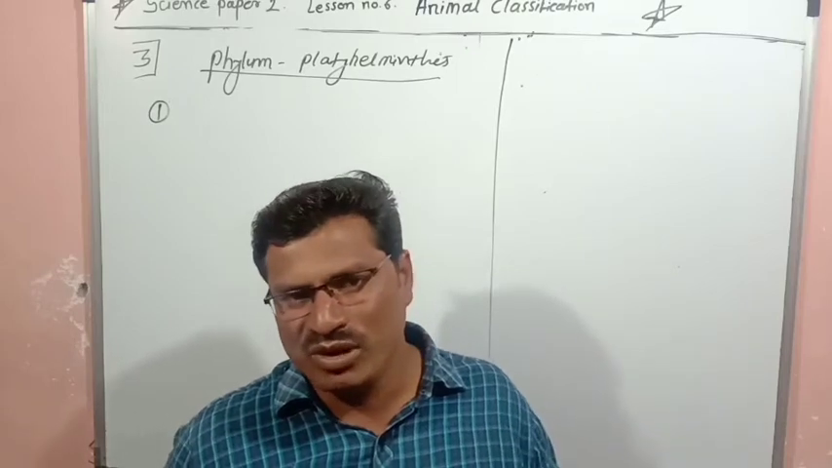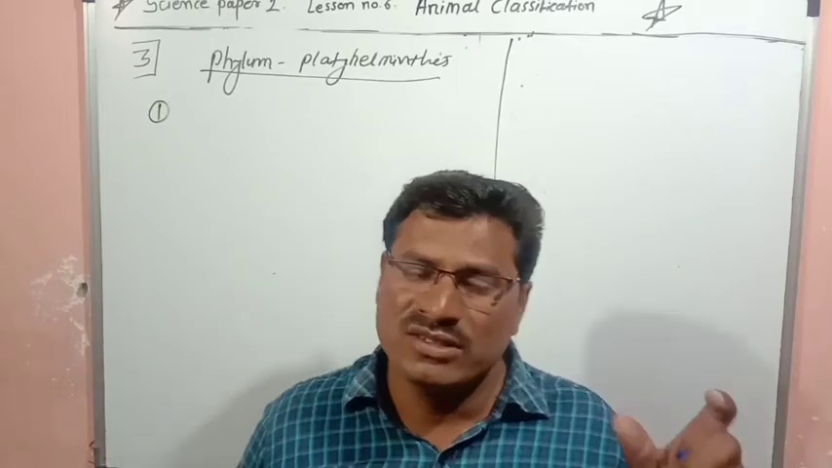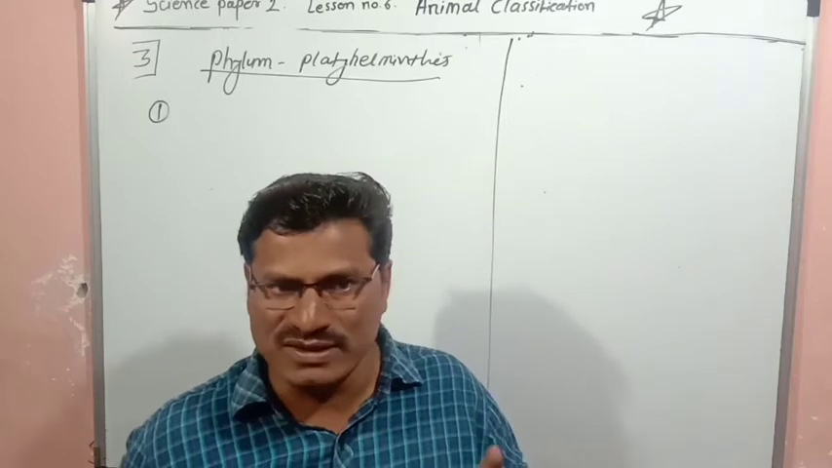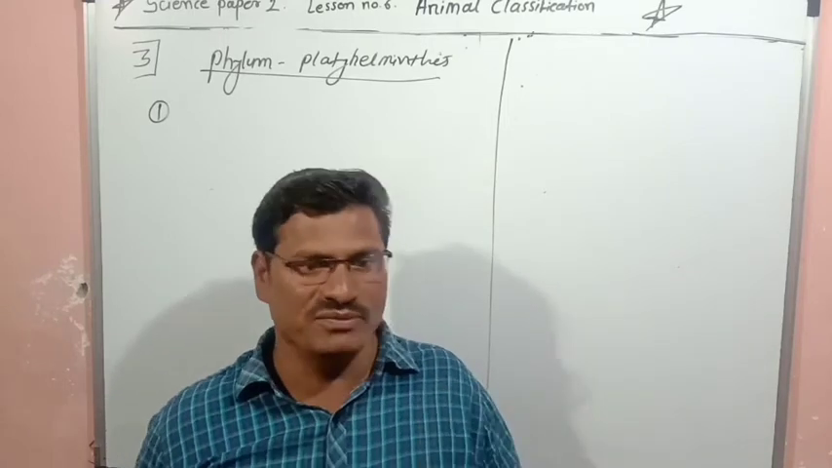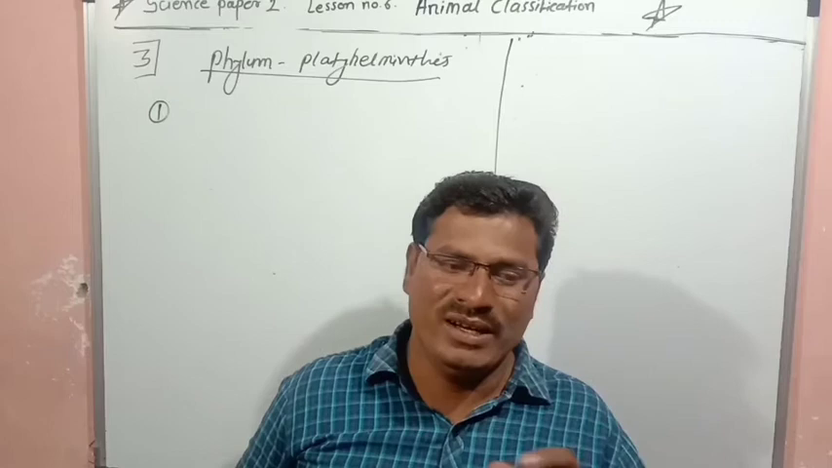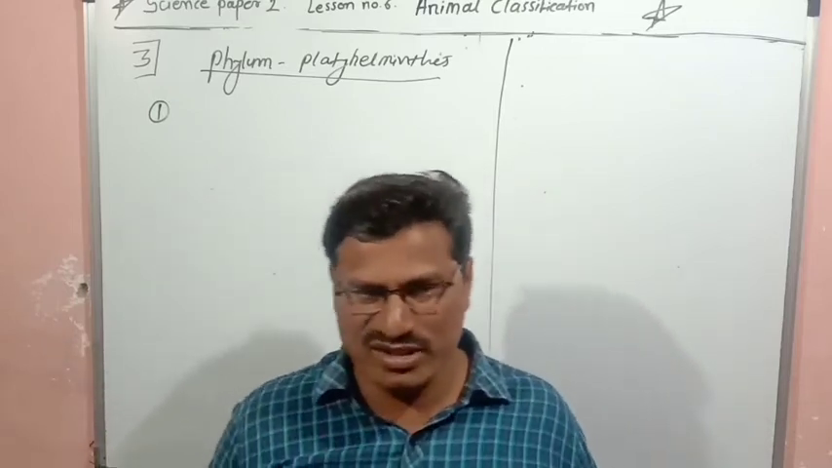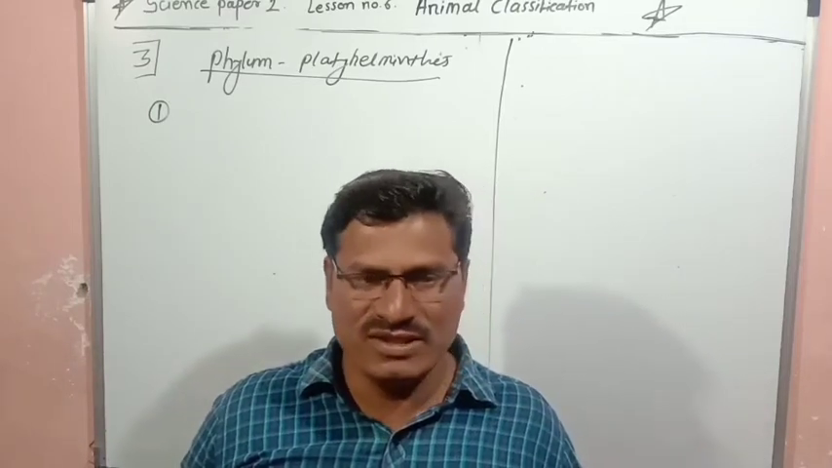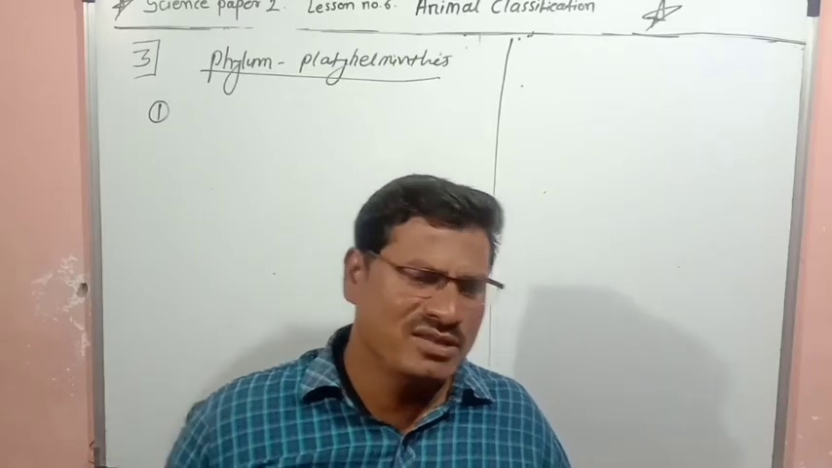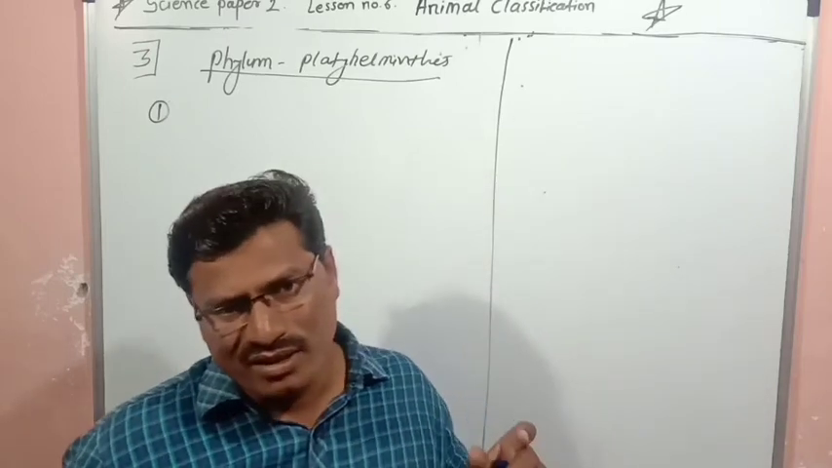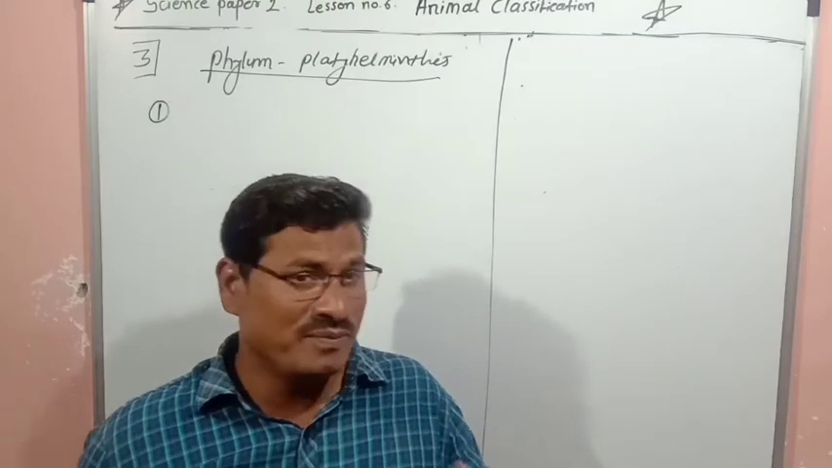Another thing is the body of these animals is coelomate. Coelomate means it is having a body cavity. Coelomate body is there and bilaterally symmetrical. Next point is the body of these animals is triploblastic.